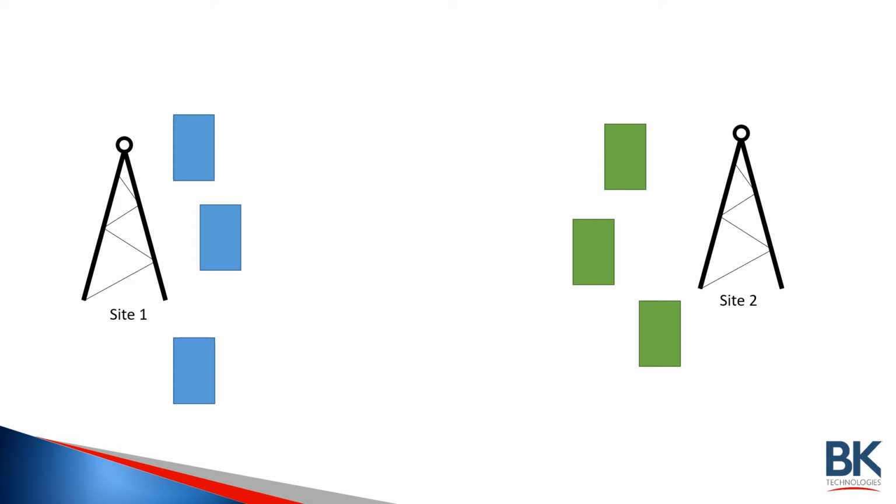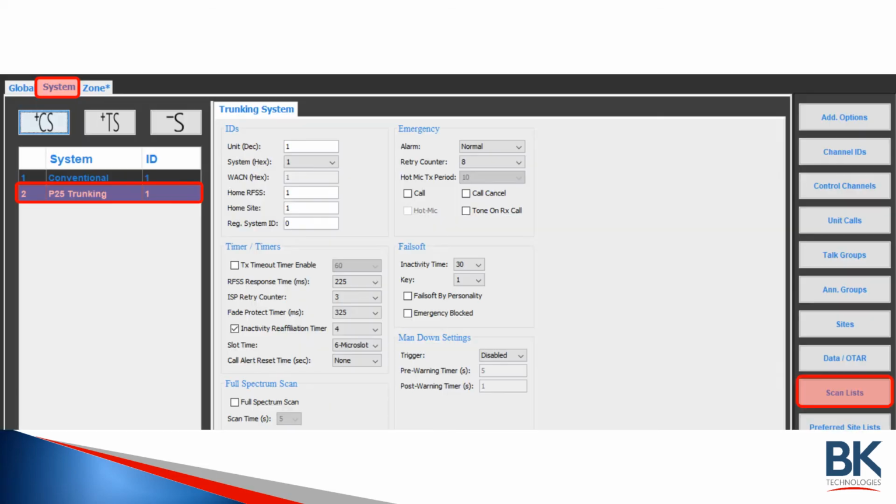Scanning in a trunked environment works differently than a conventional system. Most trunking systems are multiple site systems. In our example here, Site 1 has radios only on the blue talk group. Now that we understand how scanning in a trunked environment works, let's configure our radio to scan. This is easiest to do once the entire code plug is built.